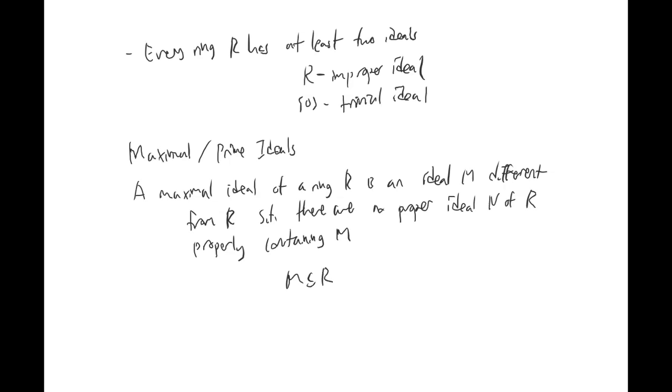Of course, M is contained in R, since R is the whole ring. But maximal just means there's no bigger ideal, other than R, that contains M. So it can't be contained in some bigger ideal. That's what we mean by maximal.